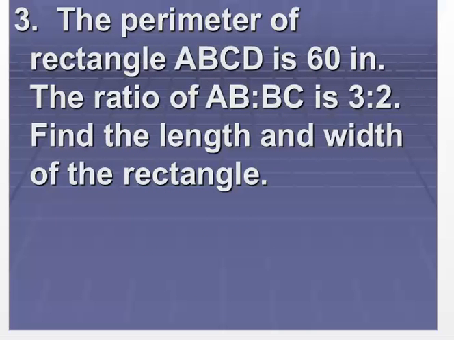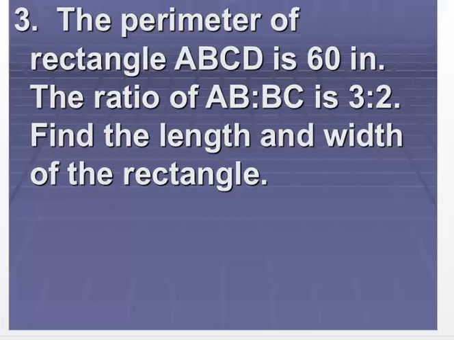Number 3. The perimeter of rectangle ABCD is 60 inches. The ratio of AB to BC is 3 to 2. Find the length and width of the rectangle. And when we talk about these ratios, what's happening is if we take the length of AB and we take the length of BC and we reduce it down by the same number, we get the 3 to 2. So the actual length sides need to be multiplied by what we find for x.